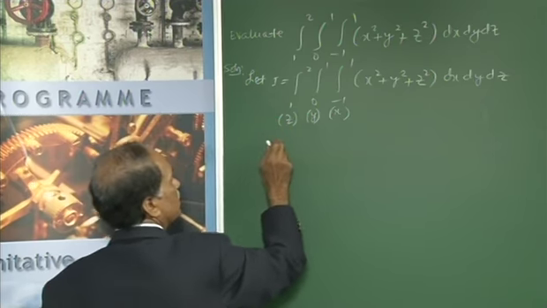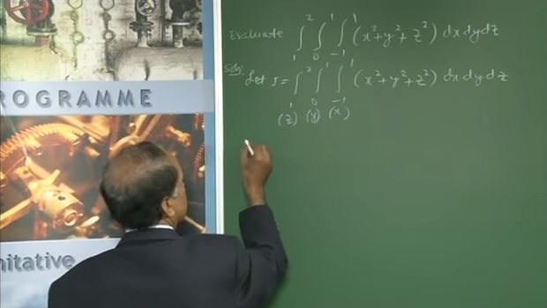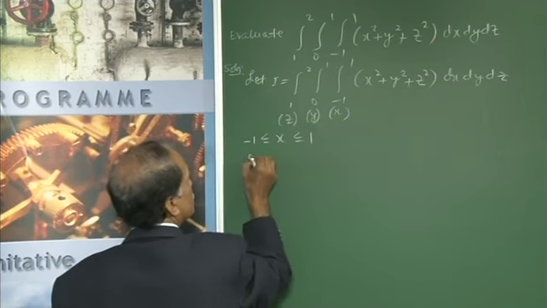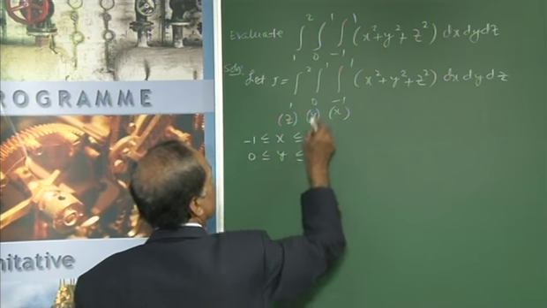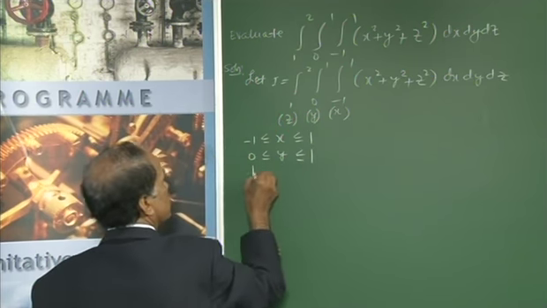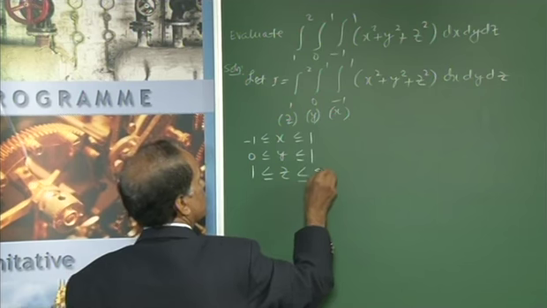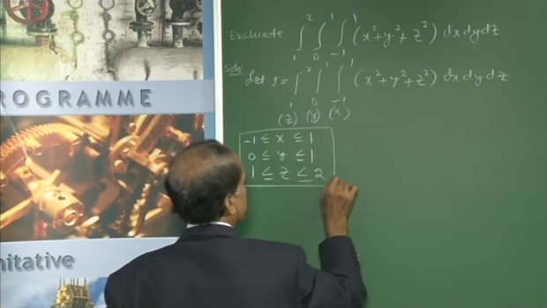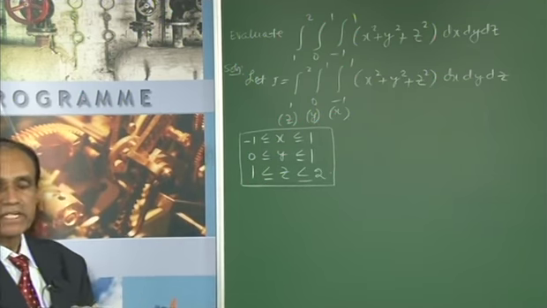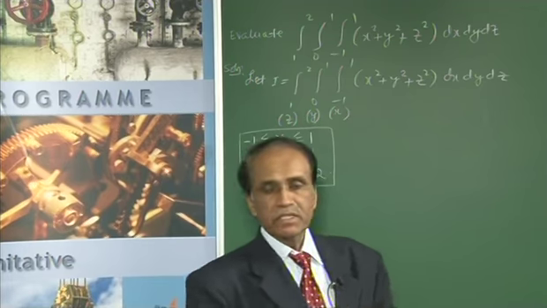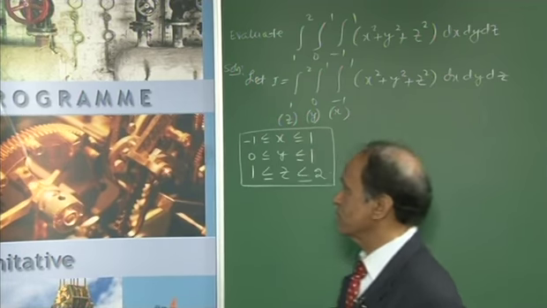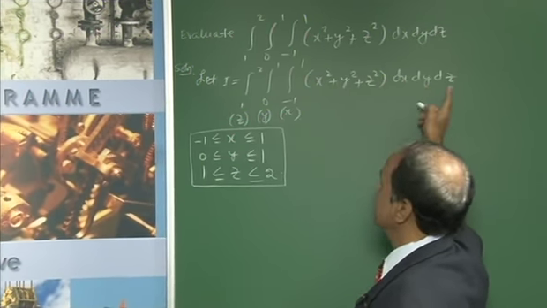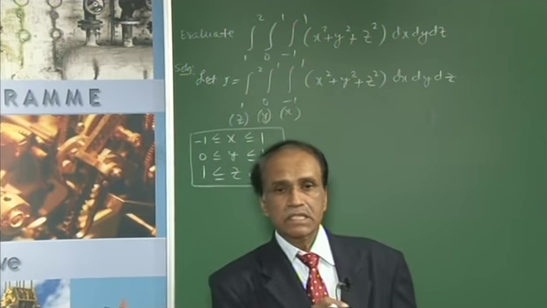Starting with the innermost integral, minus 1 less than or equal to x less than or equal to plus 1, 0 less than or equal to y less than or equal to plus 1, and 1 less than or equal to z less than or equal to plus 2. This is an alternate way of representing the limits for the given integral. That means the solution of this problem will be taken according to the order dx first, then dy next, then dz as the third integral.